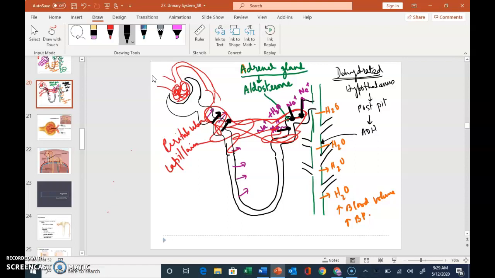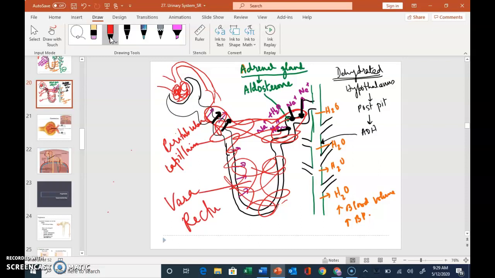All right. Then this capillary forms another network around down here, and the network of capillary that wraps around the nephron loop or the loop of Henle, this part is called vasa recta. Good. So together the peritubular capillaries and the vasa recta form the second capillary bed of the portal system.